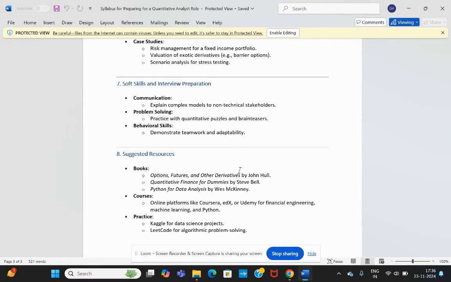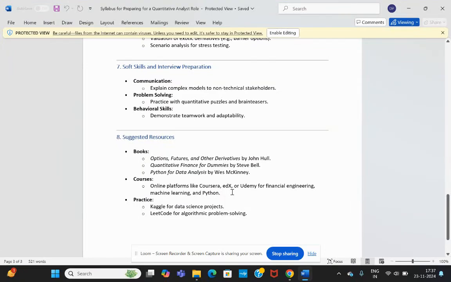And also, if you want to learn more about quantitative analyst roles and their syllabus, you can join some courses on Coursera, edX, and Udemy for financial engineering, machine learning, and Python. You can also practice what we learn from those courses on Kaggle for data science projects, and LeetCode for algorithm programming. And you can go on Google and check more about the quant analyst. It is a high paying profile.